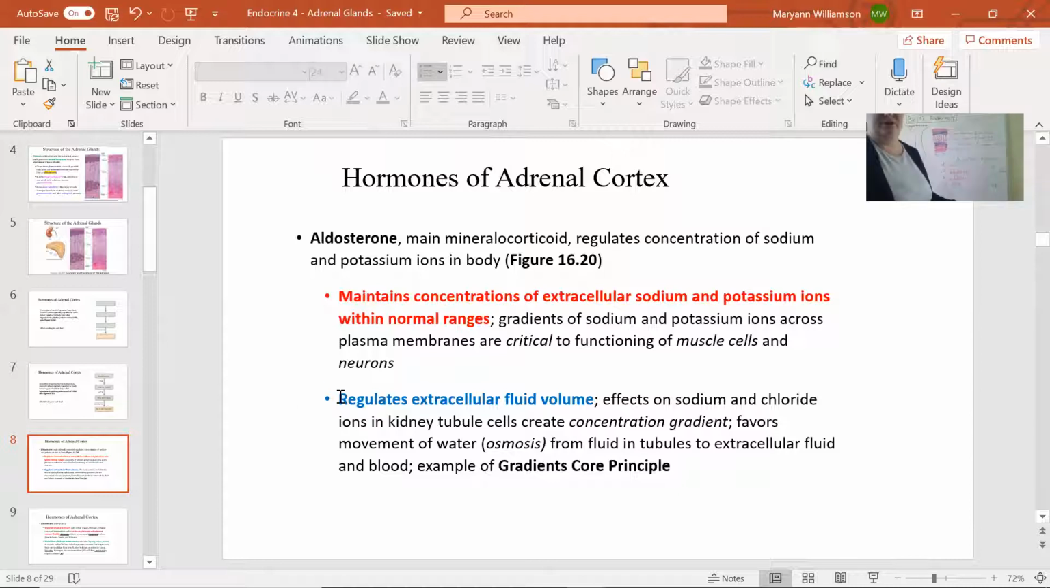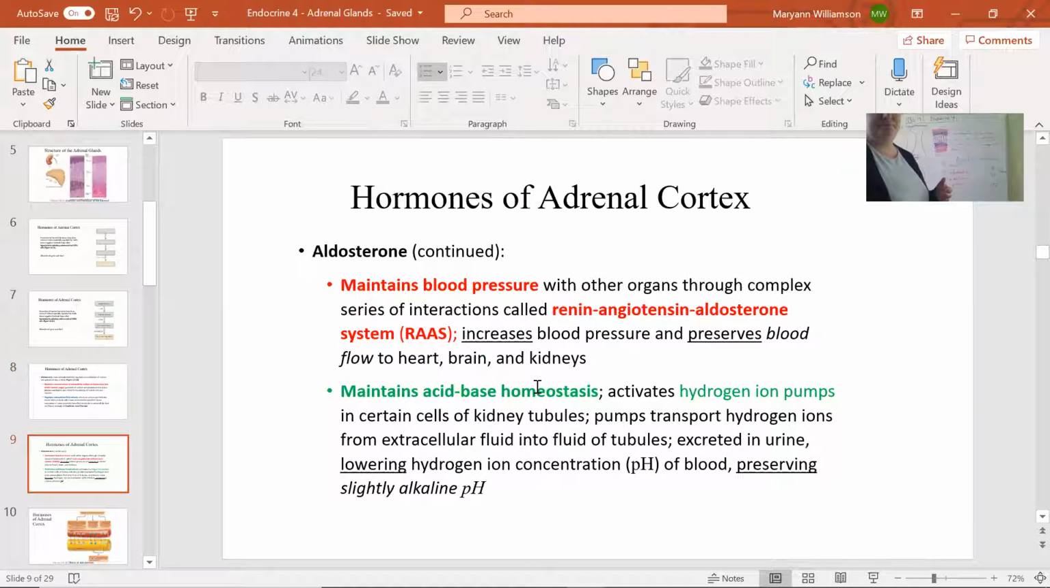And also it plays a role in fluid volume. Both of these areas, it's going to be acting on the kidney on reabsorption. Do we reabsorb water? Do we reabsorb or secrete sodium or potassium? All right, blood pressure. Water retention is a big deal with blood pressure. And so aldosterone is part of the renin-angiotensin-aldosterone system, or the RAS system.